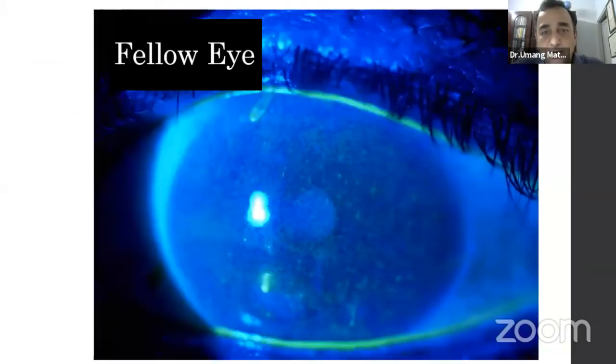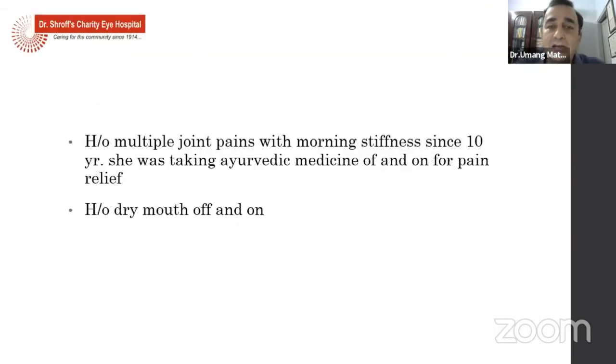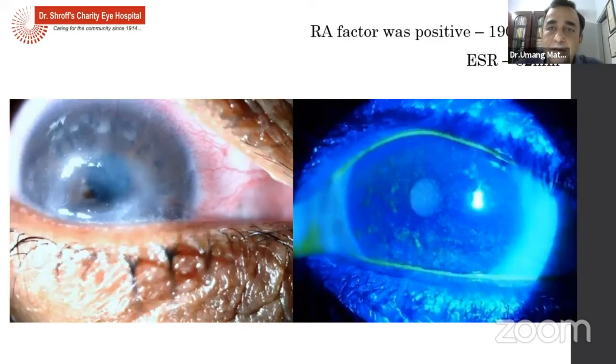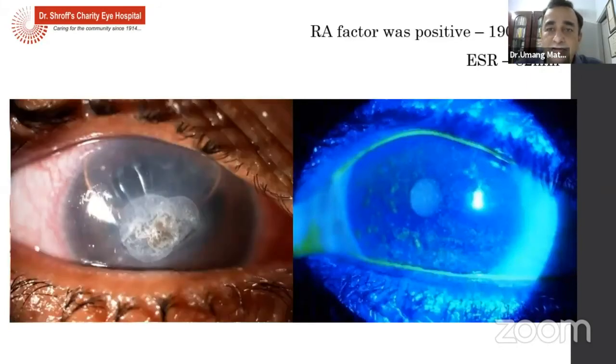If you look at the fellow eye, all our attention actually went into this eye with the history of something falling into the eye. If you look at the fellow eye, it was stained with SPKs, and probing a little deeper, she had multiple joint pains, morning stiffness, and typical history of rheumatoid arthritis, and she was not on any treatment for the same. Further investigations proved her to be suffering from rheumatoid arthritis, subsequently underwent tissue adhesive.